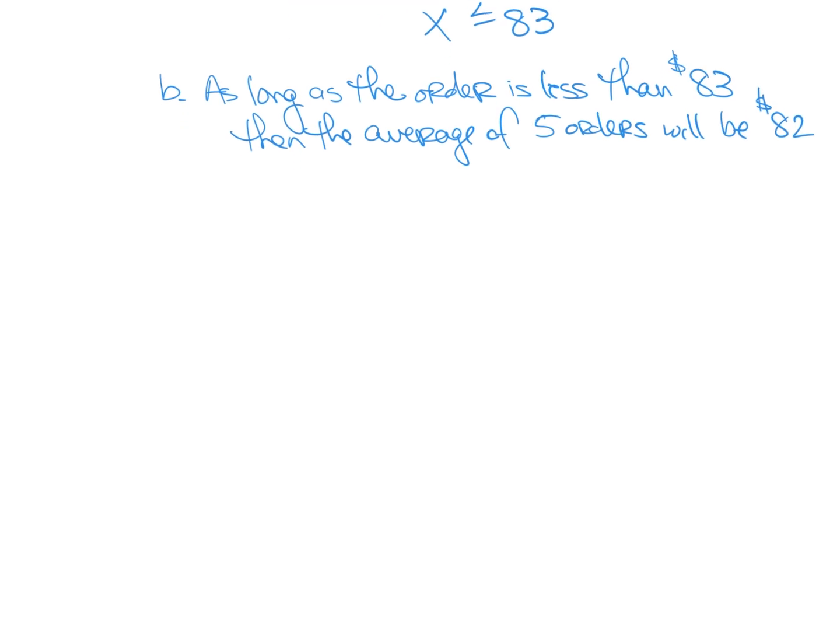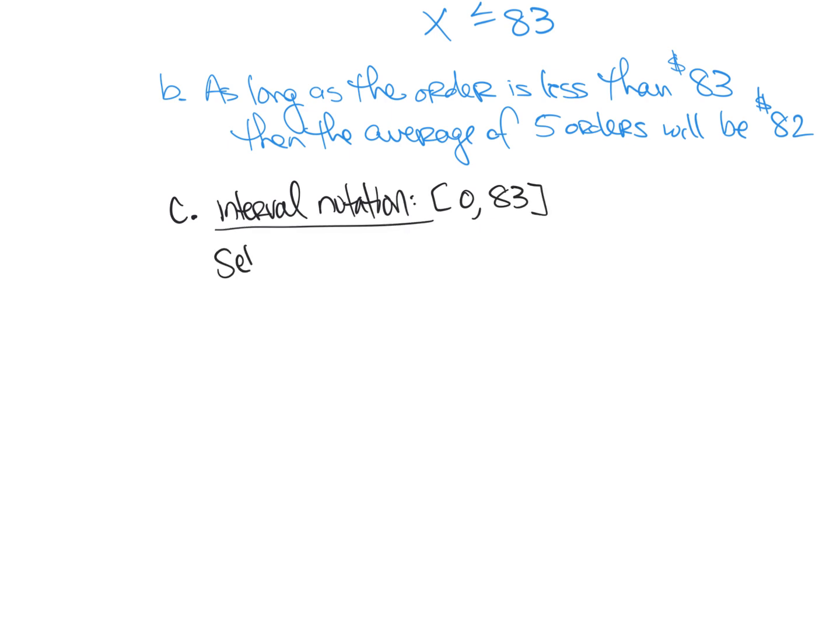Okay, and then again, we need to put this into different notations. I'm going to pause and let you do that right now and then come back to me. So interval notation. Again, that's the one with the brackets. Starts at 0, we'll go up to 83. And then set notation.